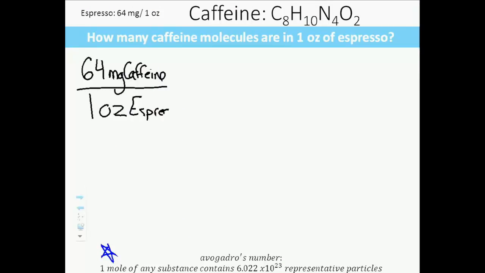So whenever we have 64 milligrams of caffeine in 1 ounce of espresso, notice that we already have the denominator being perfectly fine. We know we've got 64 milligrams in 1 ounce of espresso, so we don't need to change the denominator. It's the numerator that's going to be changed. So like I said, we can't go straight to molecules, so we must go through moles. So from the previous slide, what did we have to do? How did we get to moles? That's right. First off, we converted from milligrams to grams.